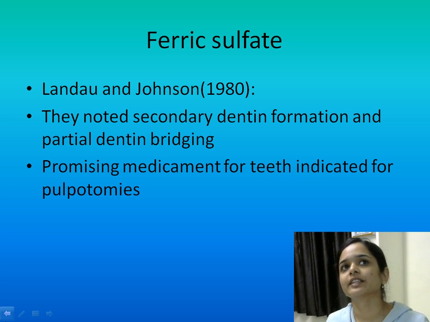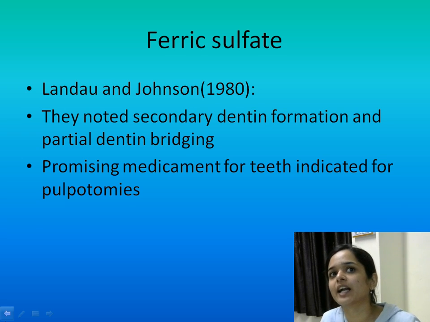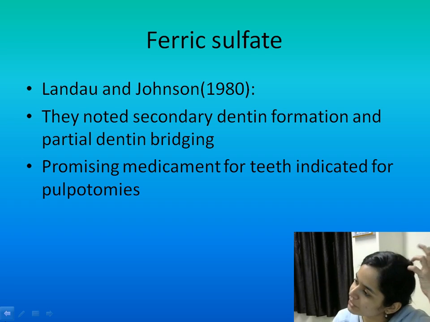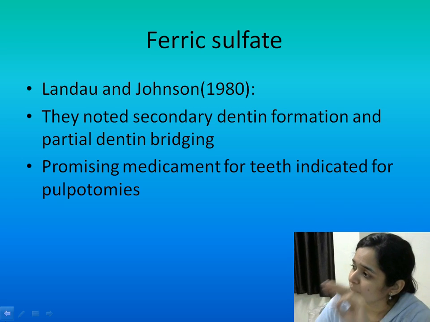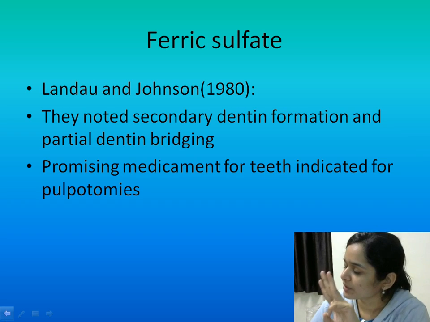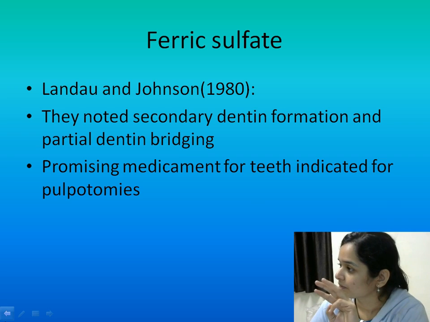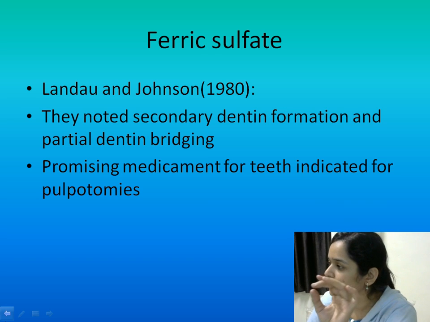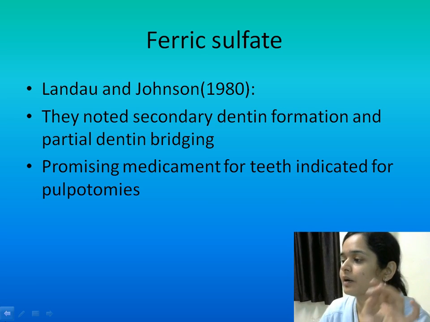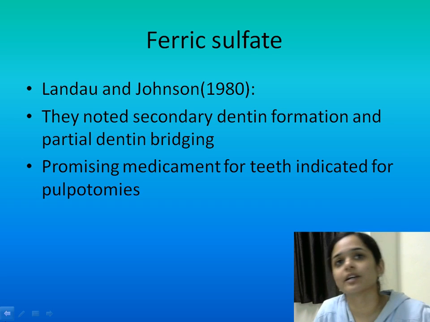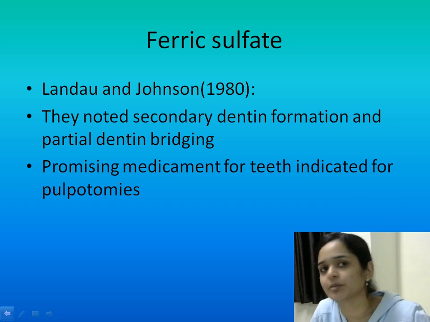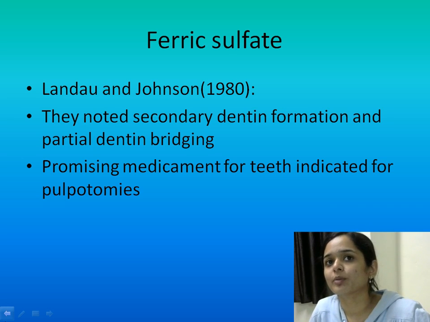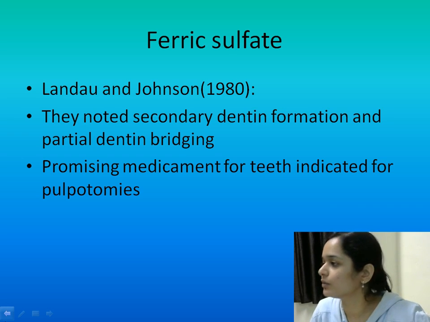Now ferric sulfate. Ferric sulfate was introduced by Landau and Johnson. They noted secondary dentin formation and partial dentin bridging. So even though we have included this under vital pulpotomy, which was of 3 types. Can you tell me the 3 types? Just now we saw. Devitalization, preservation and regeneration. So ferric sulfate we categorize under preservation, but still these authors have noted slight evidence of secondary dentin formation and partial dentin bridging, a promising medicament for teeth indicated for pulpotomies.